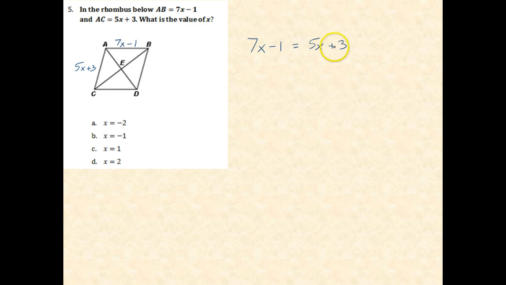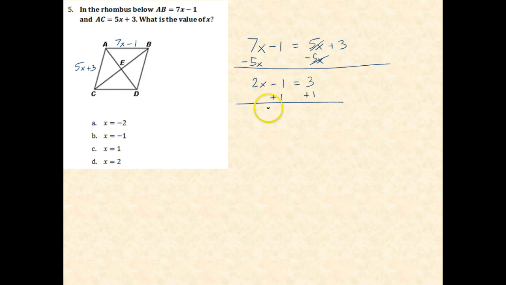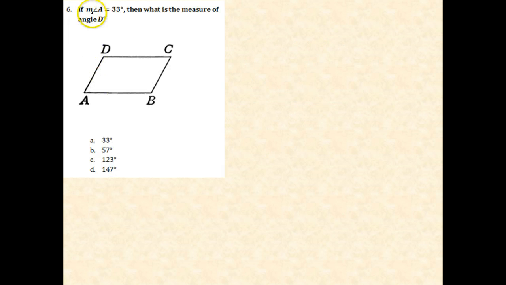And that's just an algebra equation I can solve now. Subtract 5x from both sides. And I got 2x minus 1 equals 3. Add 1 to both sides. 2x equals 4. Divide both sides by 2. And I get x equals 2. So that is D.